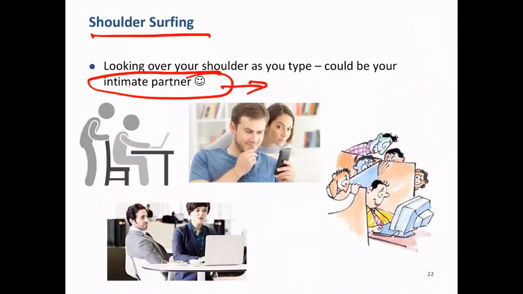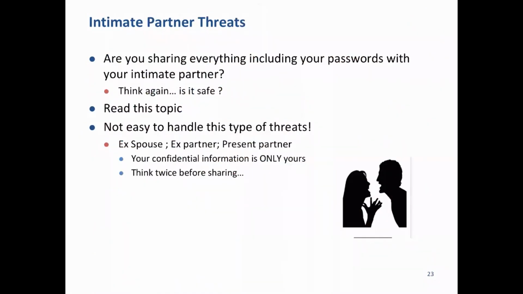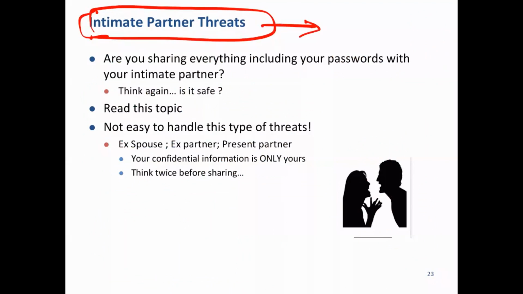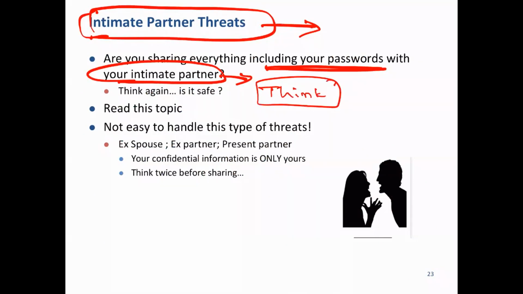Possibly look around, you'll find many. Intimate partner threats have been happening for a very long time, and now people know about it. If you're sharing everything, including your password, your salary details, whatever you think is confidential, with your intimate partner, could be your spouse, could be your siblings, think. If it's not necessary, then don't do it.